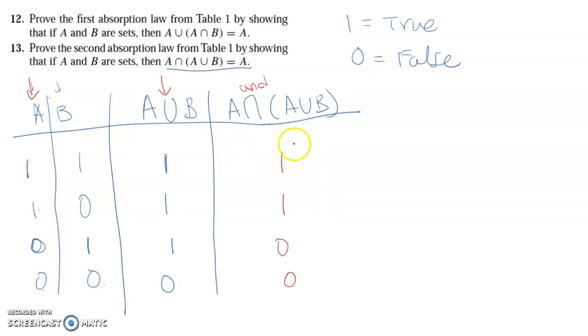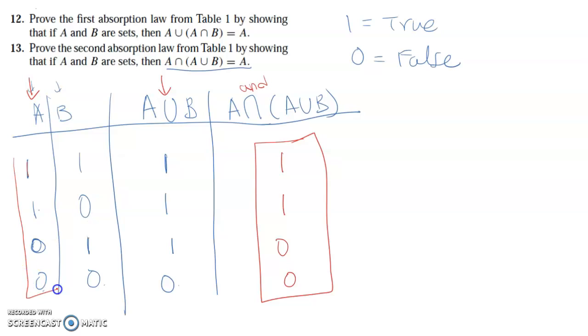So we have just shown that this is identical to column A, which means we have proved that the left-hand side is identical to the right-hand side. So for 12, you can also use this table to prove the first absorption law.